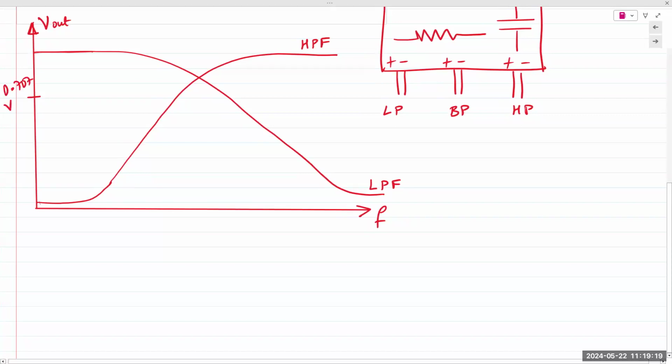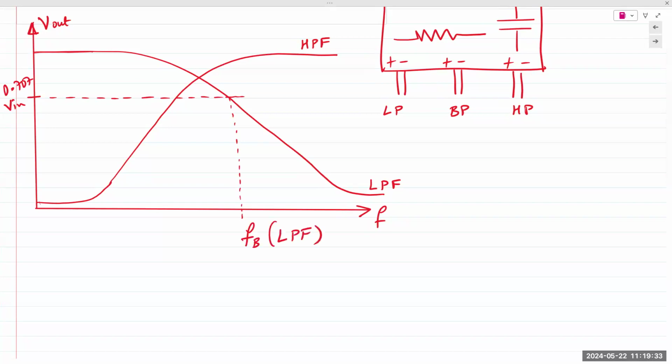Now, if I take the cutoff frequencies of both, this is the cutoff frequency for the low pass filter, and this is the cutoff frequency for the high pass filter. If you design a circuit that comprises both filters in one, depending on the values of the components, you have two cutoff frequencies, right? One for high pass, one for low pass. There is a band of frequencies in the middle that is allowed to pass through.